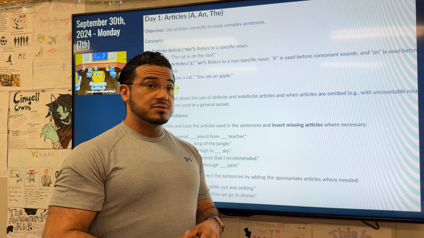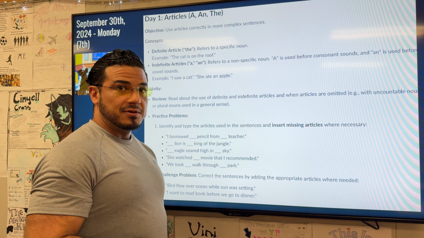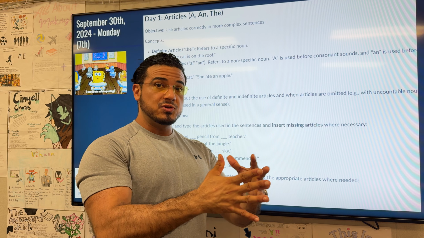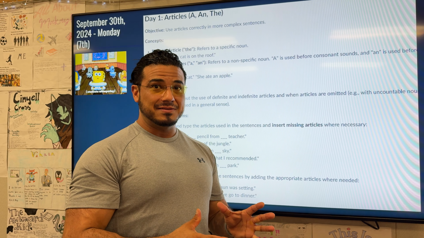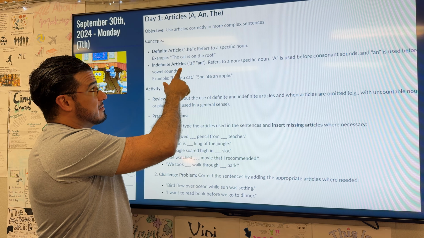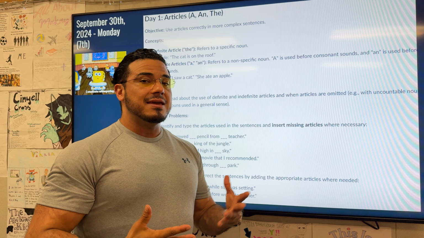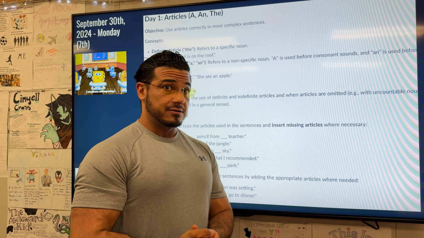So there is a big difference between a cat, or in the example, the cat is on the roof. I'm talking about a cat which is mutually understood to be a specific cat in the context of the sentence. However, if I were to change the to the indefinite article a, I could say a cat is on the roof, meaning it could be any cat. I'm not referring to any one particular cat.